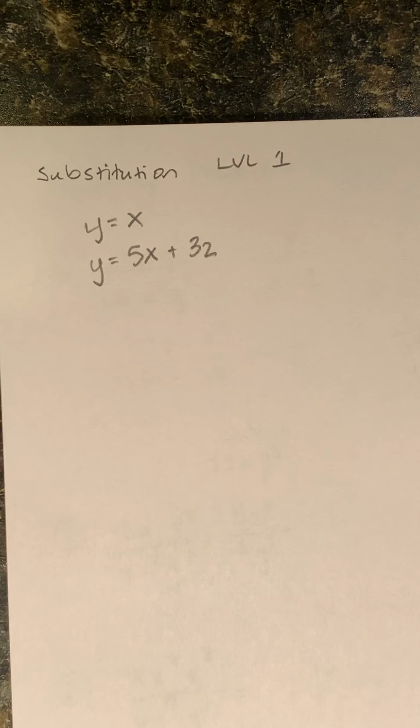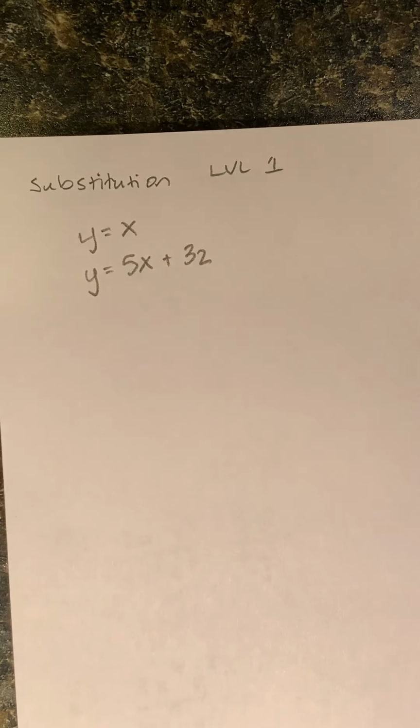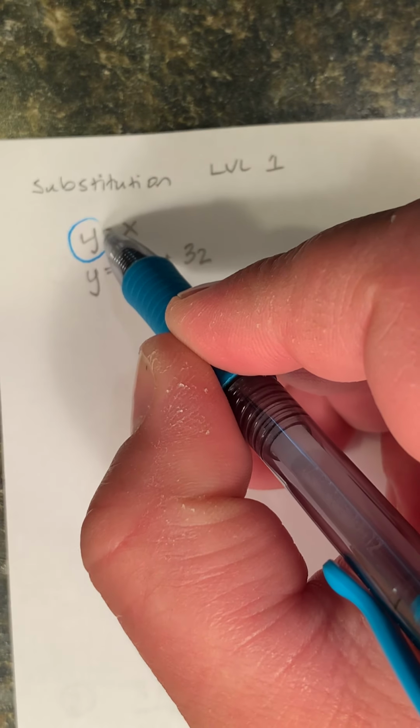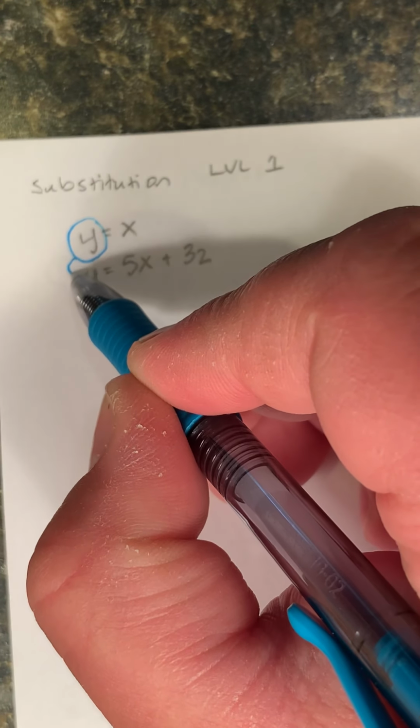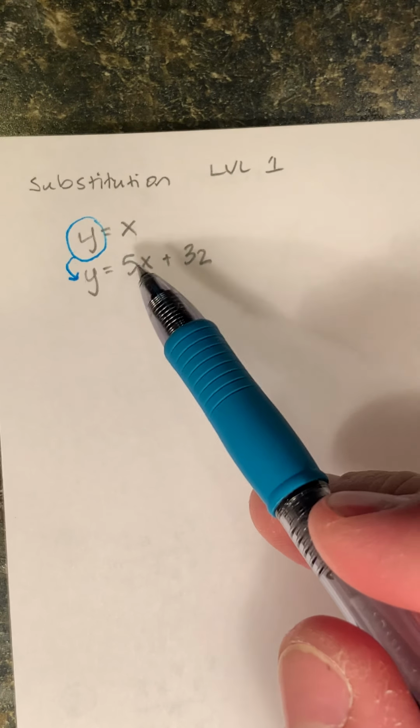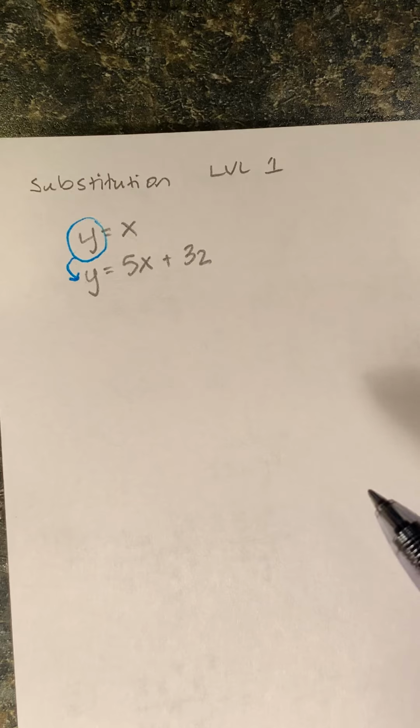In the first one, I've got y equals x. In the second one, I've got y equals 5x plus 32. Remember, in substitution, what we're looking for is a variable that's isolated. In this case, both equations have a y that's isolated. So what I'm gonna do, let me use a different color to show you, is take this y value, what it equals, and replace it with the y value here. Really, it looks like I just set these two equations equal to each other.